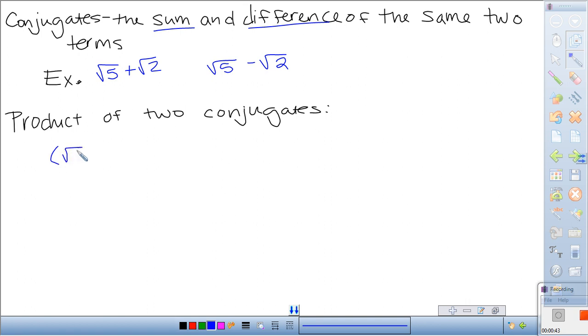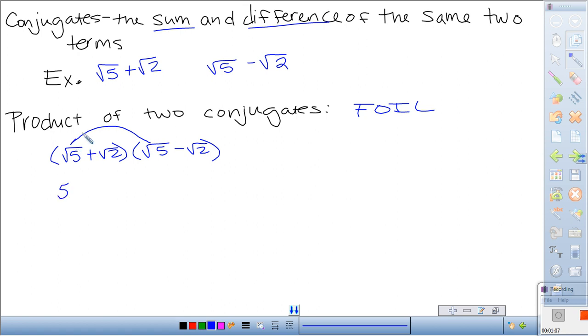So let's find the square root of 5 plus the square root of 2 times the square root of 5 minus the square root of 2. We're going to have to use the rules that we just learned in example 4, so we're going to have to use FOIL. First, outer, inner, and last. So we'll multiply the first times the first, the square root of 5 times the square root of 5. Remember, anytime you multiply a radical times itself, it pops out of the radical.